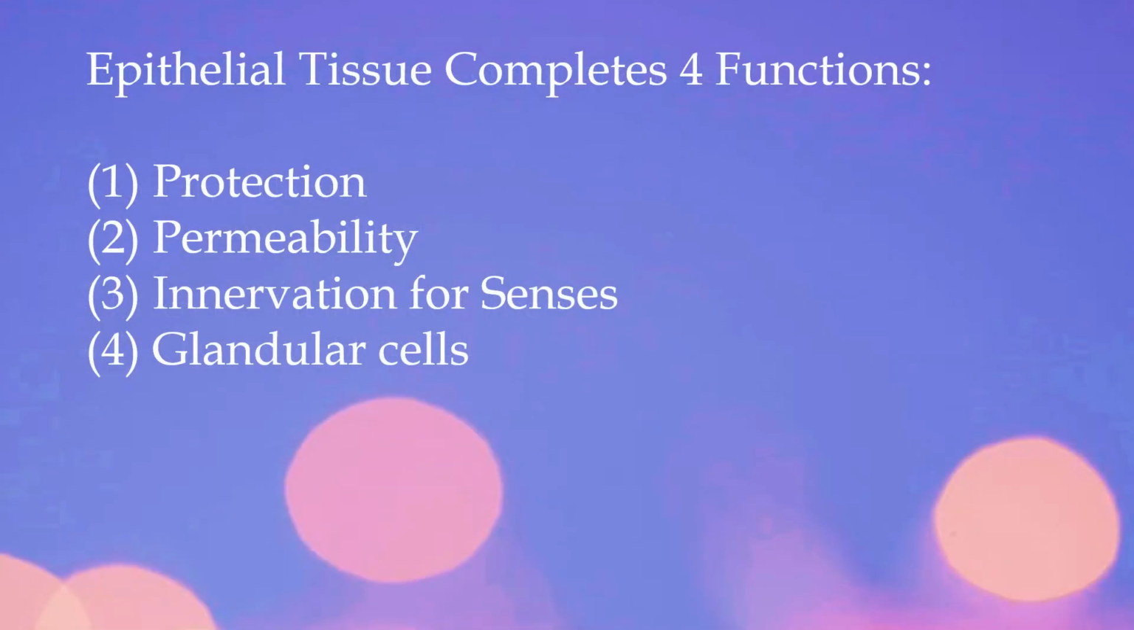Epithelial tissue completes 4 functions. It protects, provides permeability, allows for innervation of senses, and offers glandular cells.